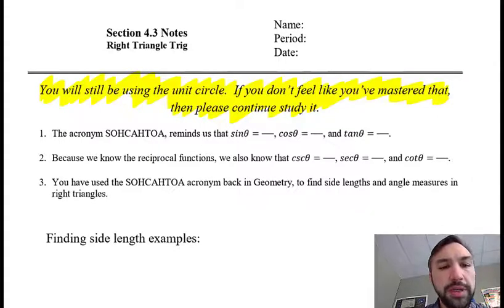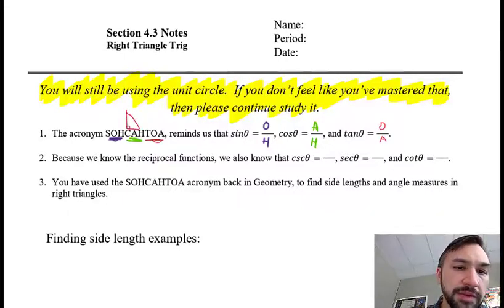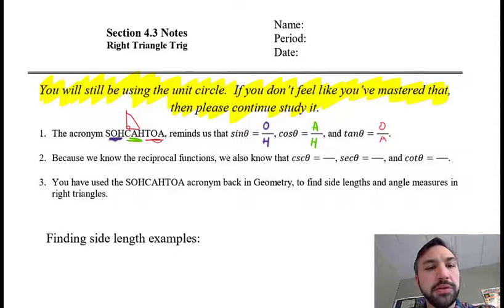Okay, so the whole point of the acronym SOH CAH TOA is that the first 3 letters remind us that sine is opposite over hypotenuse. The next 3 remind us that for the cosine ratio, we can take adjacent over hypotenuse, and tangent is opposite over adjacent. So this is true when you have a right triangle. If it's not a right triangle, you can't use SOH CAH TOA, but those ratios give us those equations.